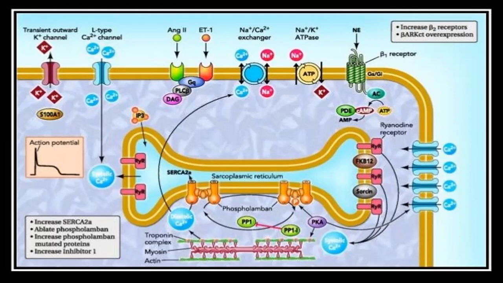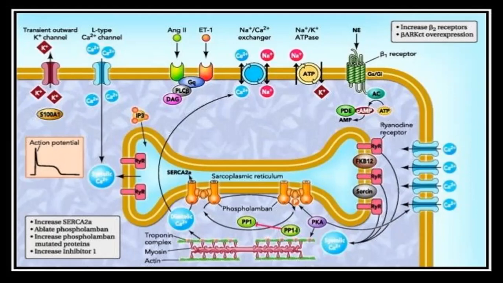This spreads along the sarcolemmal membrane and comes down via the T-tubules. In the T-tubules, there are voltage-gated calcium channels. In response to voltage, these voltage-gated calcium channels, the dihydropyridine receptor channels, will open up and calcium will move into the cell.